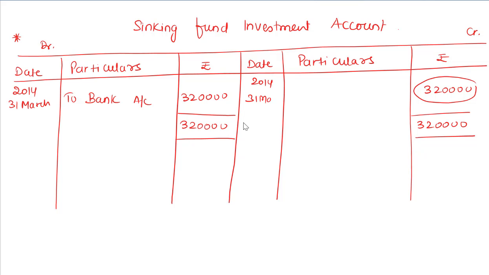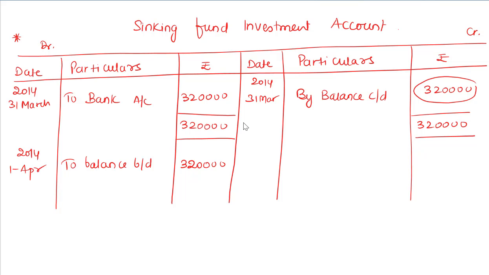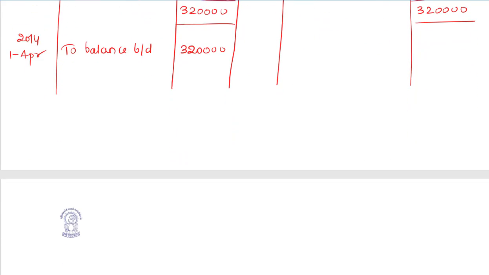31st March, by balance carried down, 3,20,000. This 3,20,000 will be to balance brought down, 1st April 2014, 3,20,000. Stretch these lines.